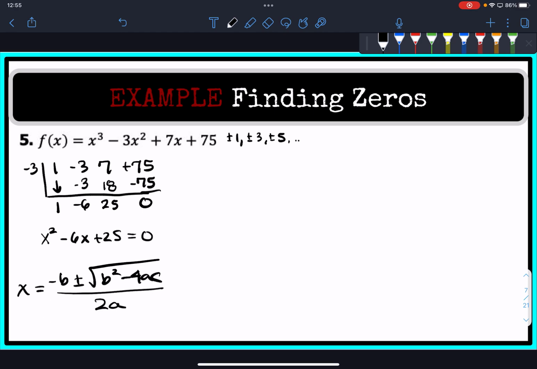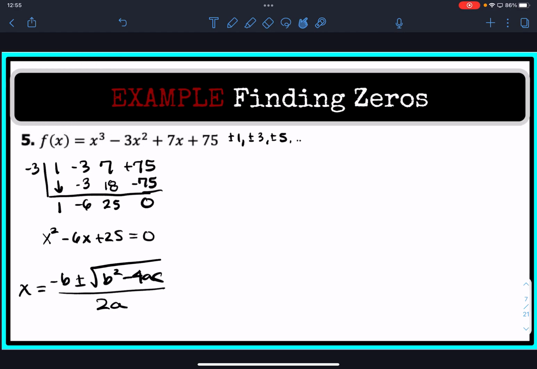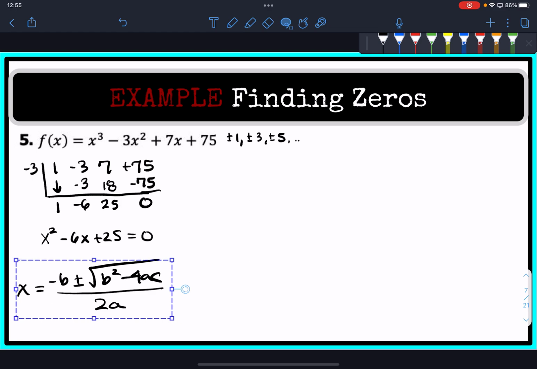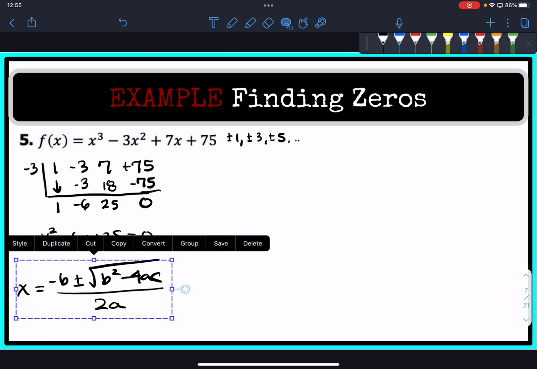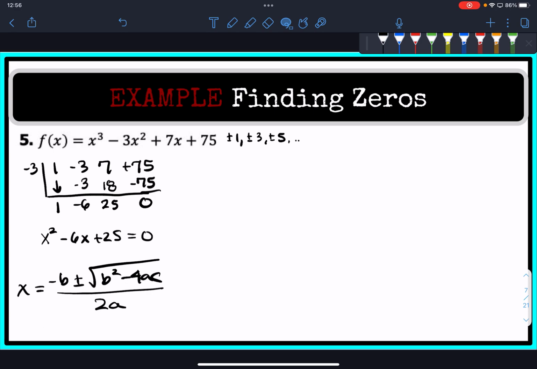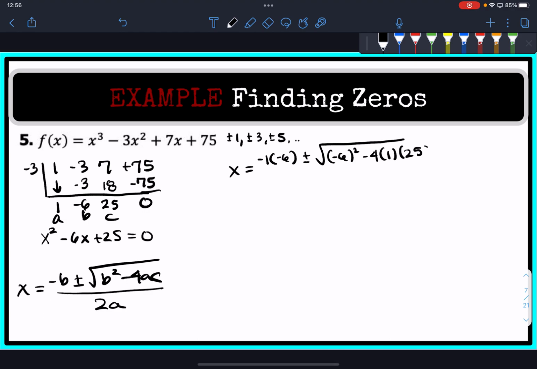So this is the only thing that's going to work. Let me just copy this. So this is the only thing that works. So that means that A, B, and C are going to be 1, -6, and 25 respectively. So plugging this into my quadratic formula, we're going to get that x is equal to -1 times -6 plus or minus the square root of -6 to the second power minus 4 times 1 times 25, and then 2 times A, which is 1.